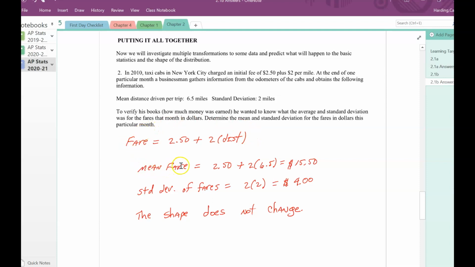Well, the mean fare is going to change because you've multiplied by 2 and added $2.50. It's affected by the multiplication and by the addition. So $15.50 should be his average fares collected that month. The standard deviation, however, is only impacted by the multiplication by 2, by the $2 per fare. Adding the initial $2.50 does not change measures of variability. So to figure out what the standard deviation is of the fares that were collected, you would just put 2 times 2 to get $4. The shape will not change.